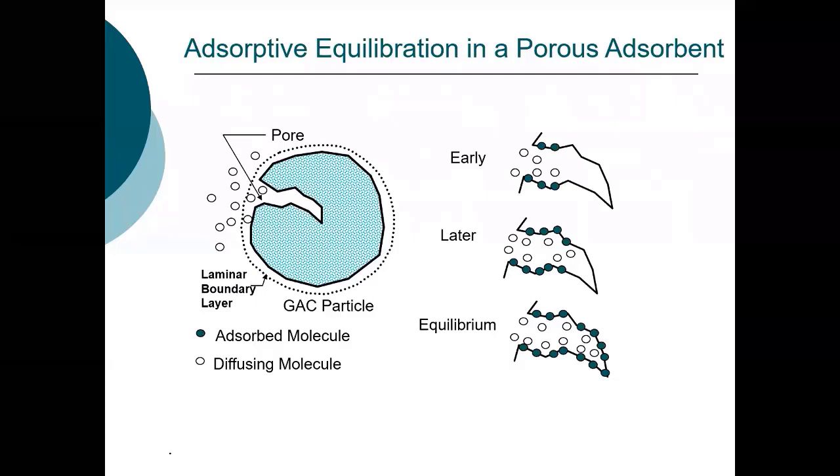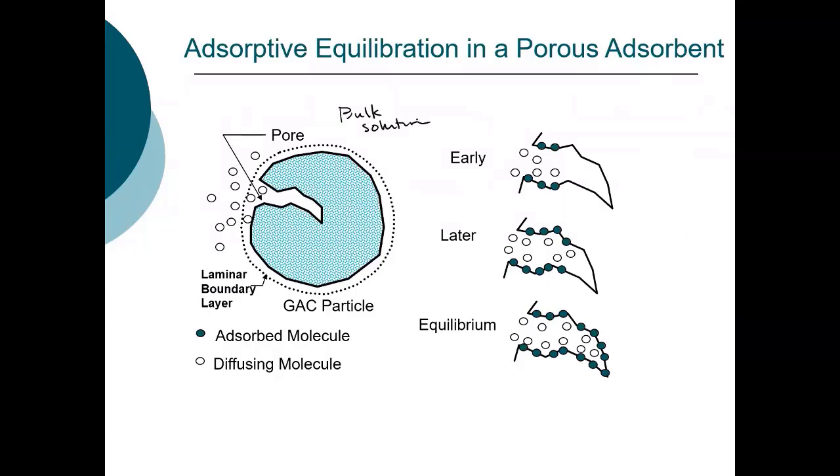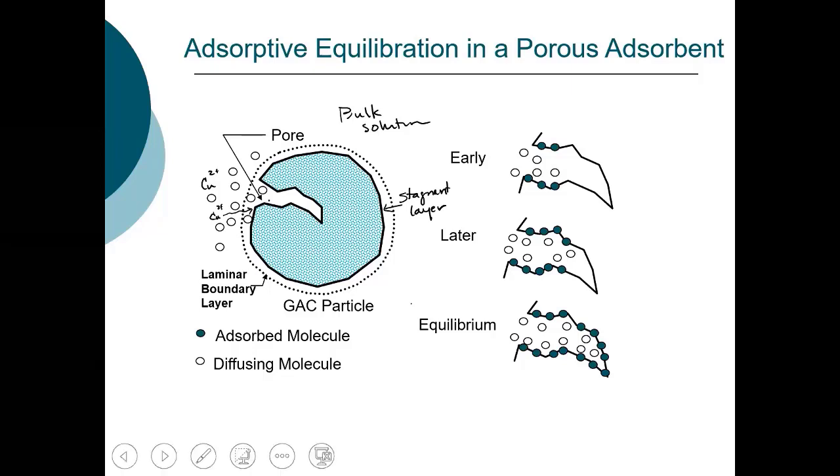And you can see that in this figure here, where we have the bulk solution out here. These are our molecules, so we'll look at these as copper ions first. We have a stagnant layer surrounding our particle. So those copper ions have to diffuse through that stagnant layer. They then have to diffuse into the micropore. So you can see that here.